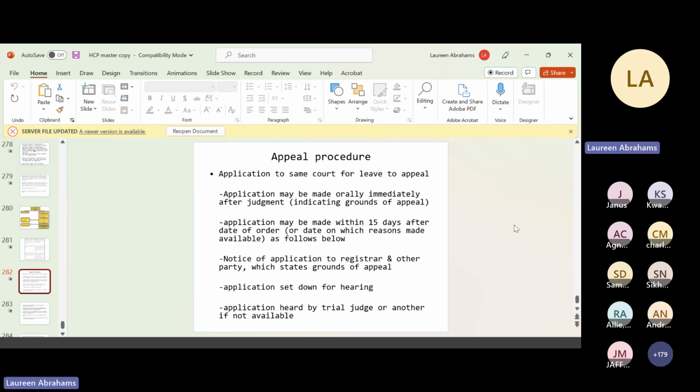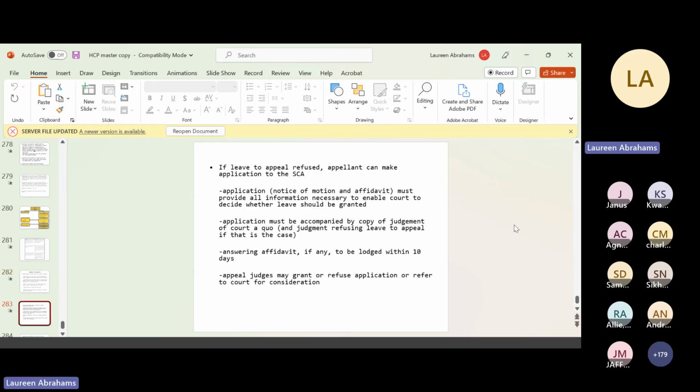Now, if the court to which you apply, the one that handed down the judgment, refuses leave to appeal, then you can petition the Supreme Court of Appeal. They say petition because historically you had to write out a petition. It is a strange document. They don't do it that way now. They still call it, you petition the Supreme Court of Appeal, but it is a notice of motion and an affidavit. So in the affidavit, you would set out the reasons, the grounds for your appeal.